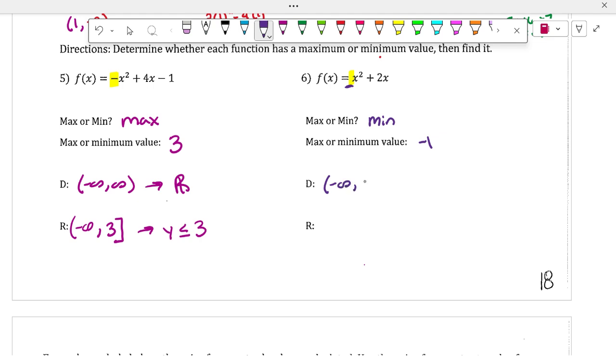Right, so domain's always all real numbers, so negative infinity to positive infinity, or you can just do the R with a line through it. Now, since the vertex is a minimum, does that mean the -1 is the lowest or highest y value? Minimum. It's the lowest. So if I was writing this in interval notation, would it go to the left of the comma or the right of the comma? Left. Because remember, interval notation is from least to greatest. So if that's the smallest, it's on the left. Right, goes to positive infinity. You could have also written as y is greater than or equal to -1.